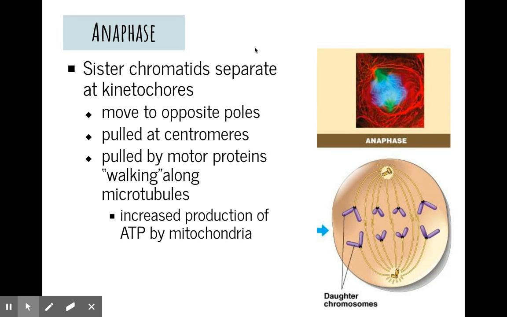During anaphase, the sister chromatids start to separate. They move to opposite poles, and they are pulled at the centromeres. They're pulled by motor proteins that are walking along these microtubules. Now, during anaphase, we see that there's an increased production of ATP by the mitochondria. Well, why is that? Because these molecules here are now starting to move. Anytime we have movement, we need ATP because movement generates energy.